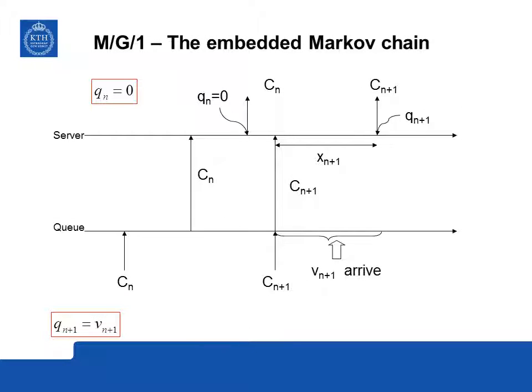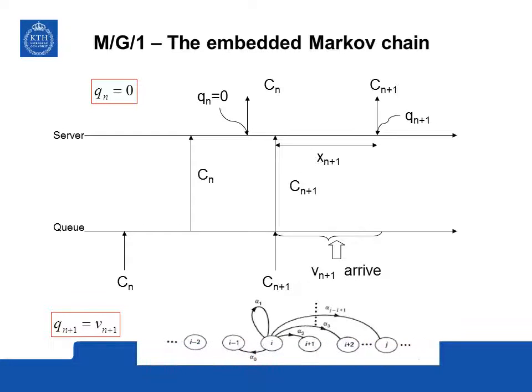We also have to take care of the case where Qn is equal to 0, when customer n leaves an empty queue behind. In that case, the next customer n plus 1 will find an empty system, and the number of customers he leaves behind in the queue is exactly those that arrive during his service time. So the relationship becomes simple, the one in the red box in the left-hand corner.